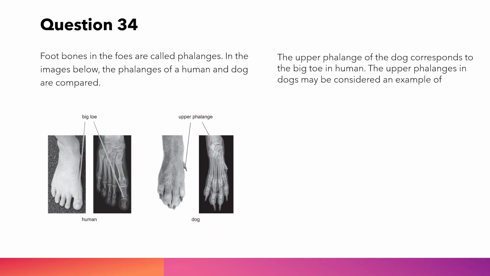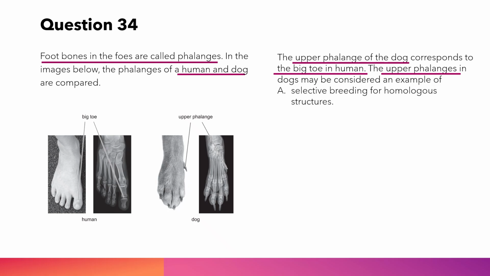Foot bones in the toes are called phalanges. In the images below, the phalanges of a human and dog are compared. The upper phalange of the dog corresponds to the big toe in human. The upper phalanges in dogs may be considered an example of selective breeding for homologous structures.